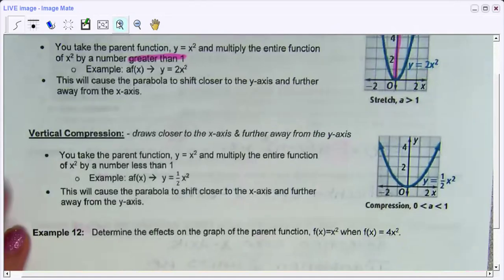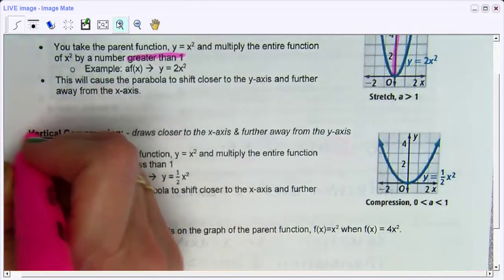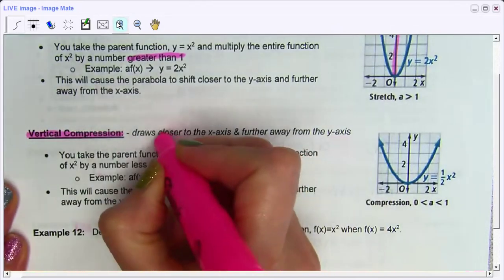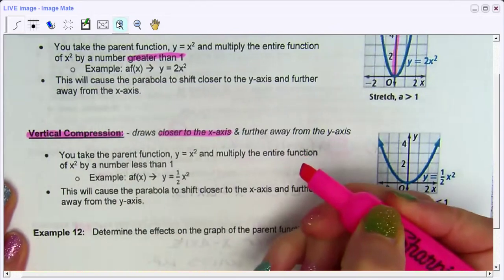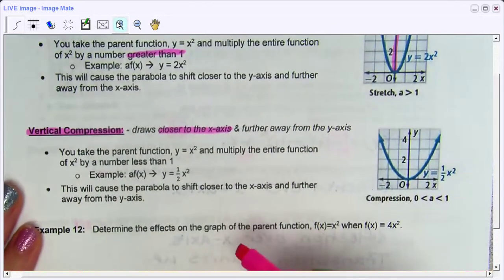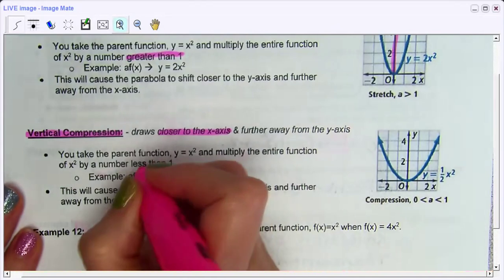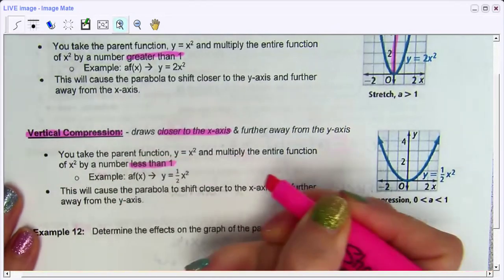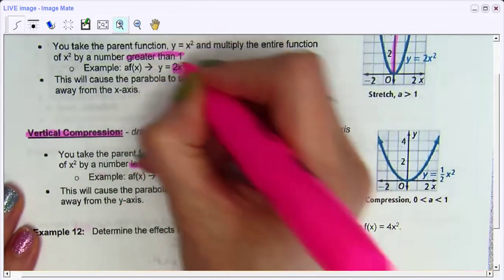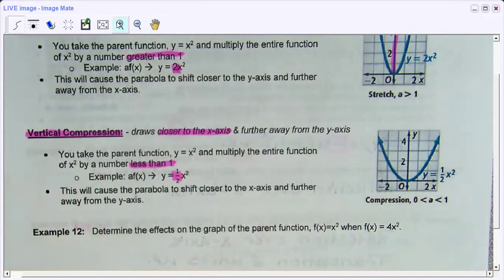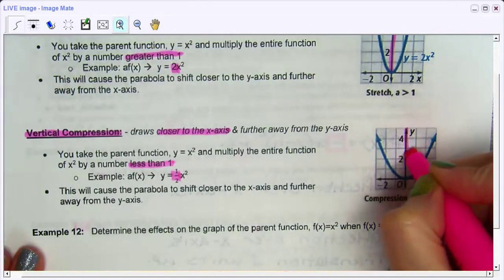All right. A vertical compression is getting closer to the x-axis. And this means that you're going to multiply the entire function by a number less than 1. So we have 2 up here and we have a half right here. This will cause the parabola to shift closer to the x and further from the y.